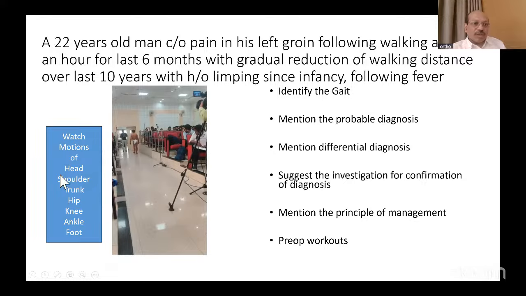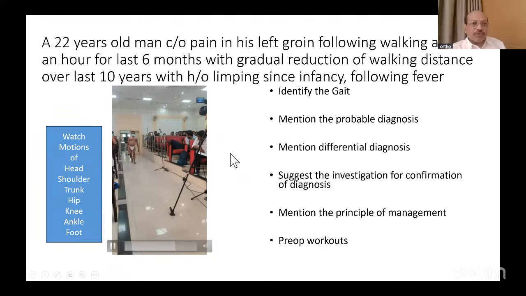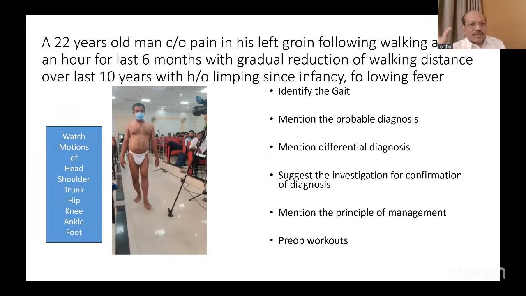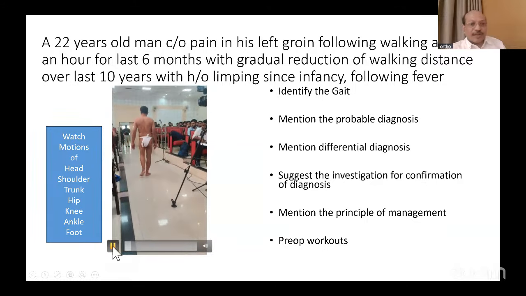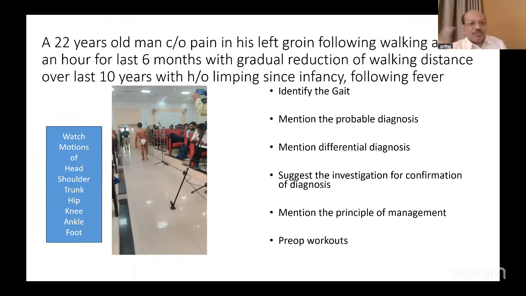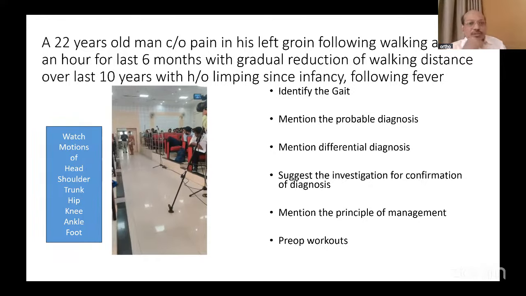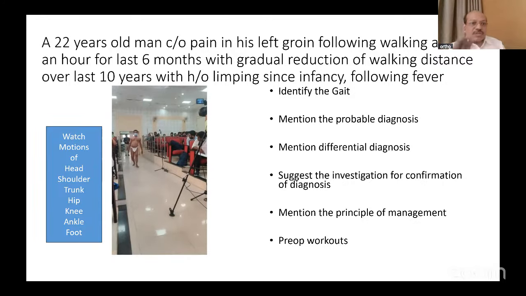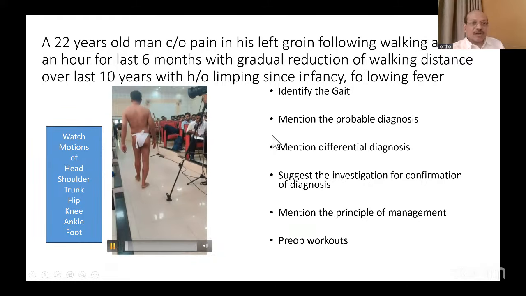Watch the motions of the head, shoulder, trunk, hip, knee, and ankle and foot. See, the head is moving side to side. The trunk is also moving. The knees are normally flexing, and there is no abnormal mobility of the foot and ankle. But the head is moving, the shoulder is moving. If you watch very carefully, the shoulder is moving not only in the coronal plane, but also in the sagittal plane. There is some backward movement of the trunk. So basically one word is used: there is swaying of the trunk, as you can see here.